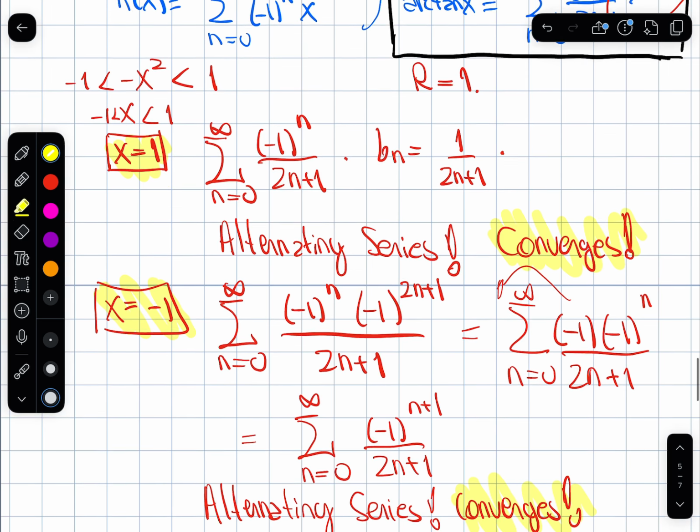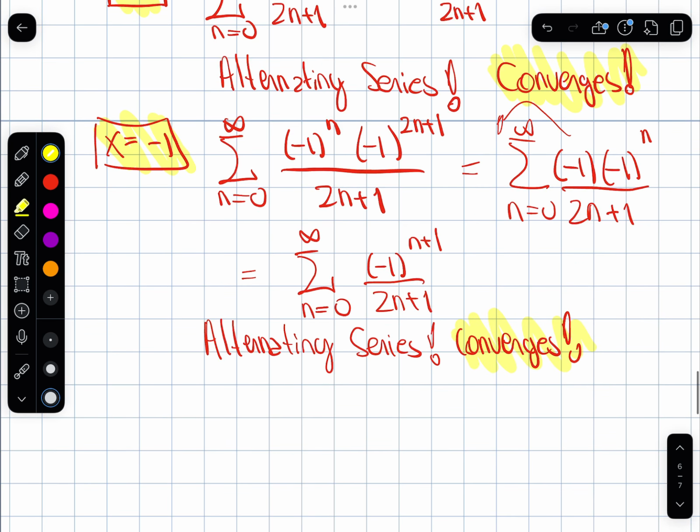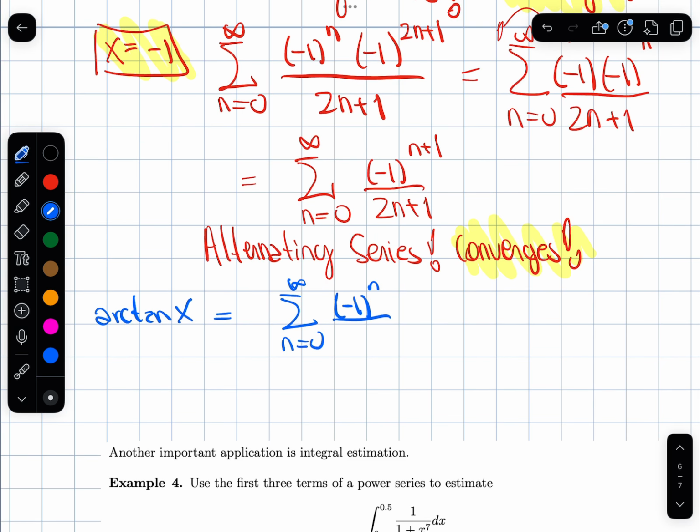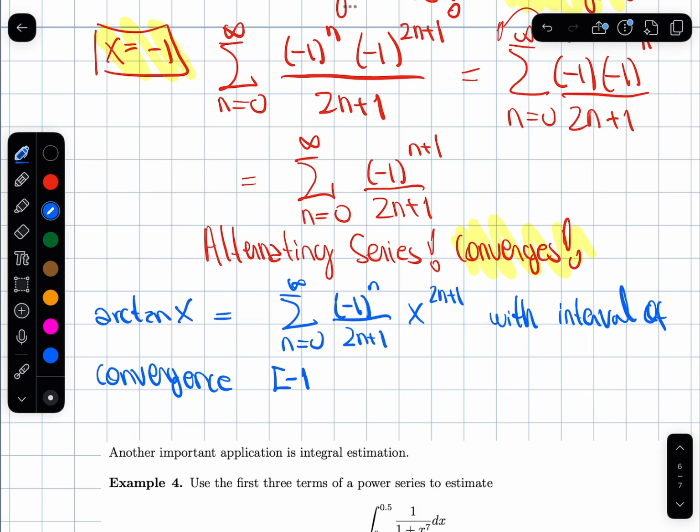So what can we really say? In the end, to close this example, we can say that the arctangent of x equals the summation n equals 0 to infinity of (-1) to the power n over 2n plus 1, times x to the power 2n plus 1, with interval of convergence closed -1, closed 1. Completely bonkers again. Like I said, we gained 2 endpoints.